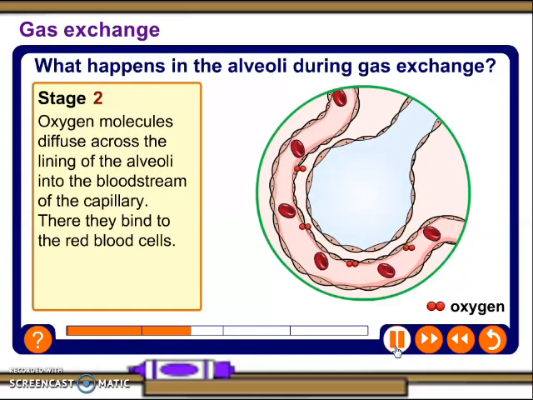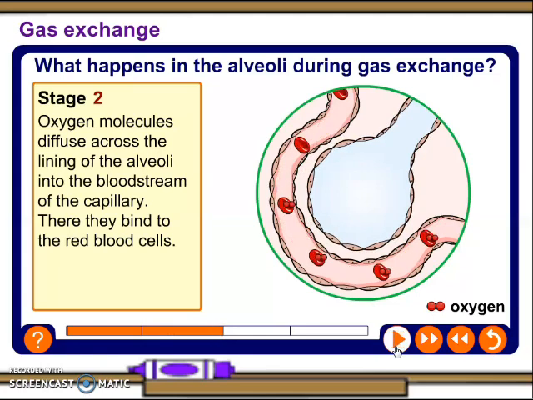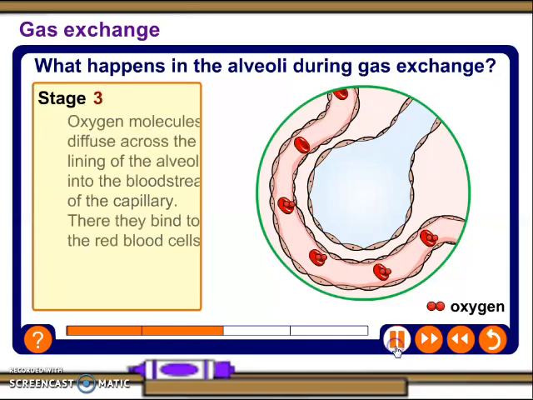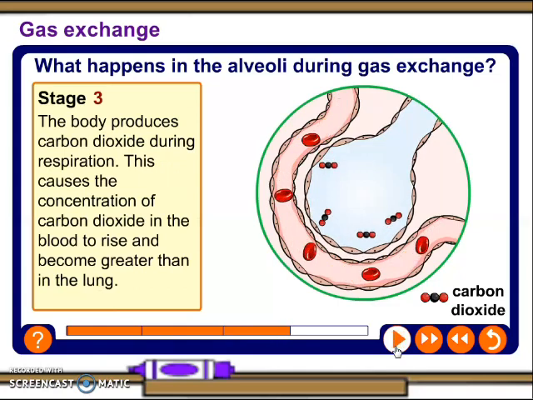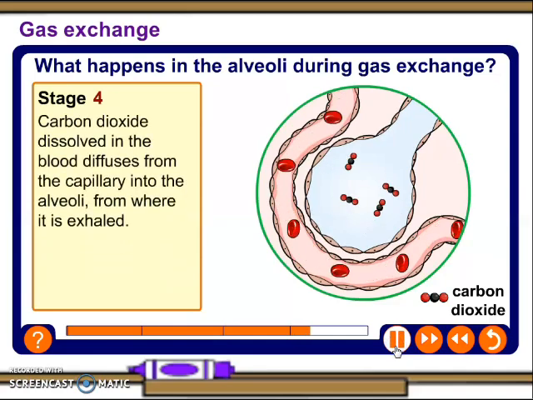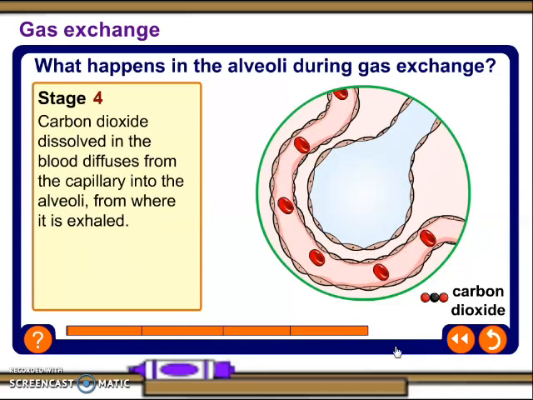Stage 2, oxygen molecules diffuse across the lining of the alveoli into the bloodstream of the capillary. There, they bind to the red blood cells. Stage 3, the body produces carbon dioxide during respiration. This causes the concentration of carbon dioxide in the blood to rise and become greater than in the lung. And stage 4, carbon dioxide dissolved in the blood diffuses from the capillary into the alveoli from where it is exhaled.